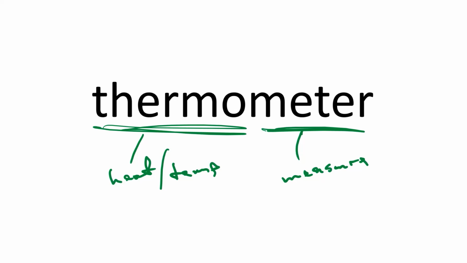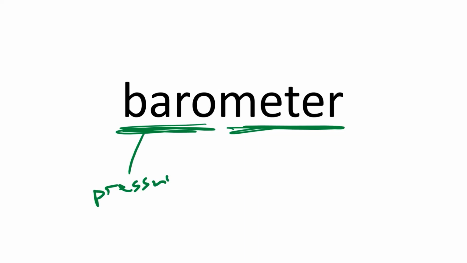Let's move on. Next word on the list, barometer. You wouldn't say it like thermometer, here you would say barometer. Well, we know the meter part, that's going to be used to measure something, isn't it? Baro, baric, this sort of prefix is to do with pressure. So a barometer is something that you're going to use to measure the pressure. We use a barometer to measure air pressure. So there we go.